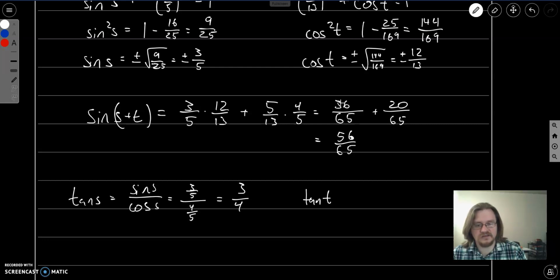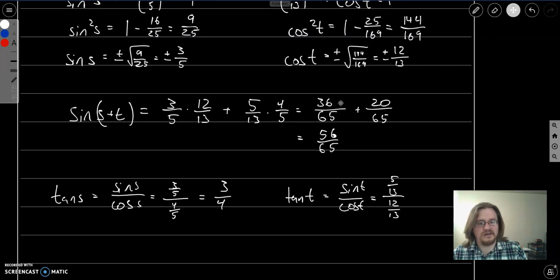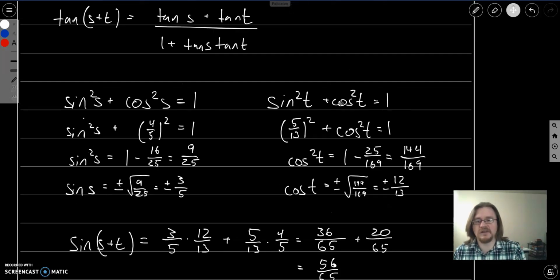The tangent of a t degree angle is going to be the sine of a t degree angle over the cosine of a t degree angle. The cosine we saw was 12/13. And the sine was 5/13 from up above. So the 13ths cancel and we get 5/12. So now it's just a matter of plugging it into our formula.